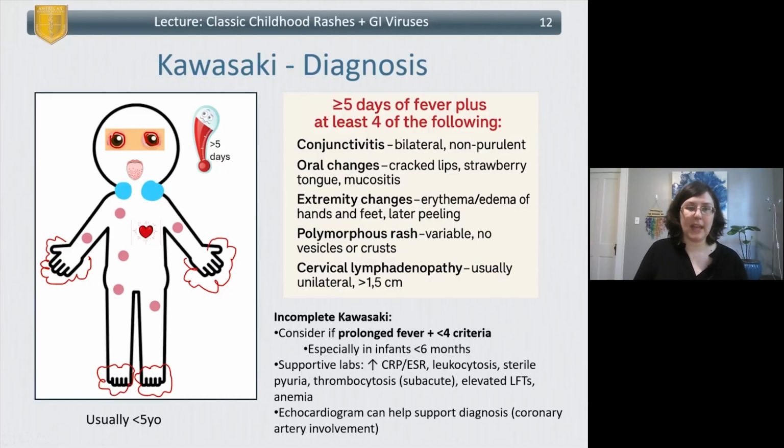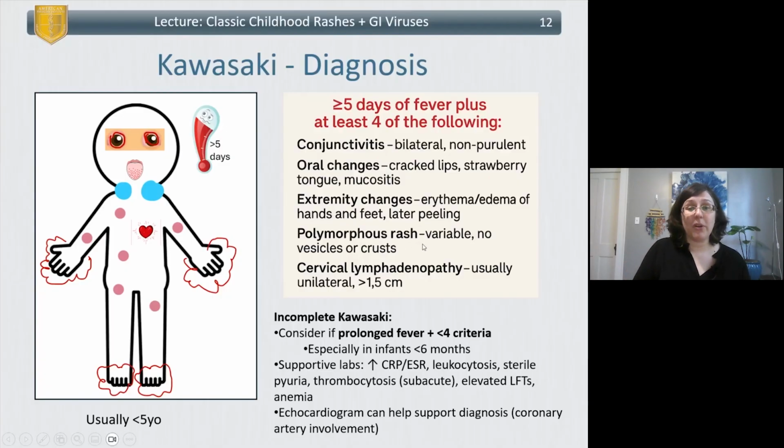Extremity changes: usually when I've seen these cases, it's some erythema or edema of the hands and feet, so some swelling. And it's always important to ask your patient or ask the parent, is this what their hands usually look like? Or is this swelling that you notice? Because sometimes, especially in little toddlers, they might have little fat feet or little fat hands. And it's hard for you to tell, but the parents will know.